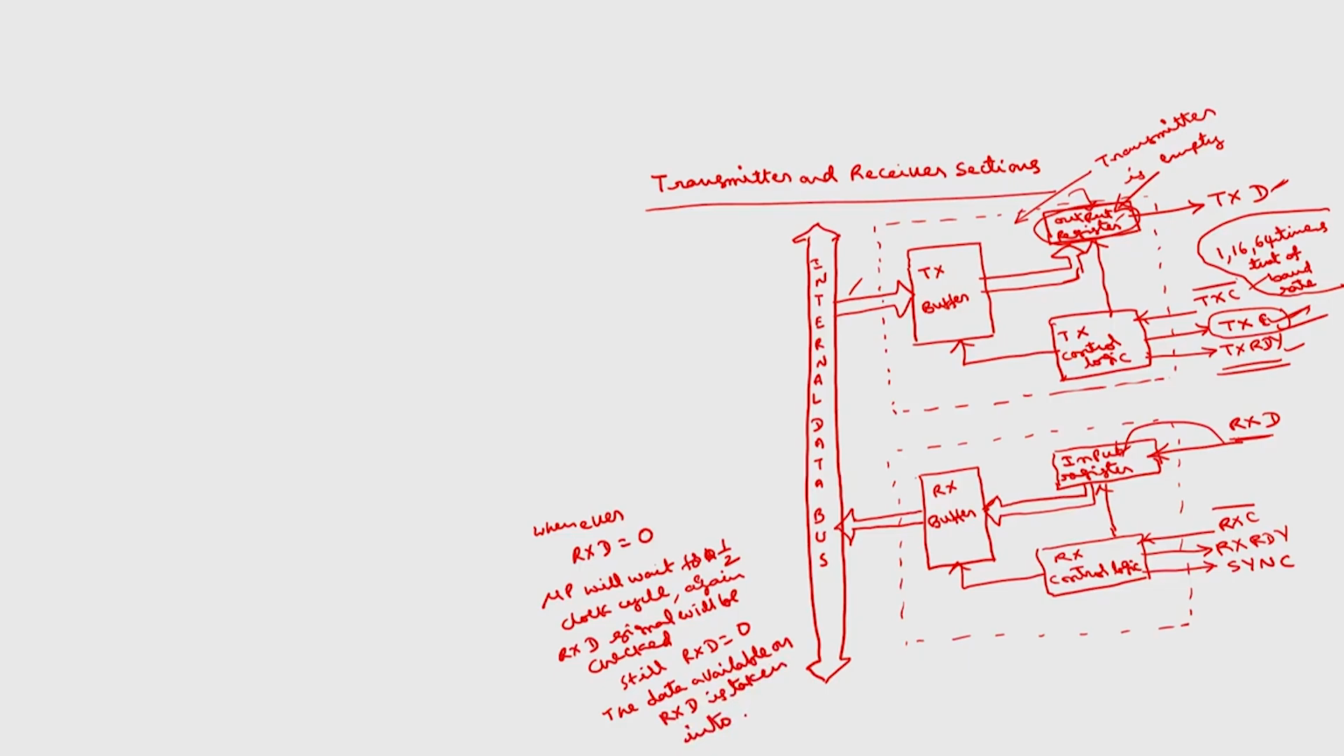That serial data will be converted to parallel by using this receive control logic. Then sync is to check for the sync pulse. In case of asynchronous, we will check for the start pulse, whereas in case of synchronous we will check for the sync pulse.